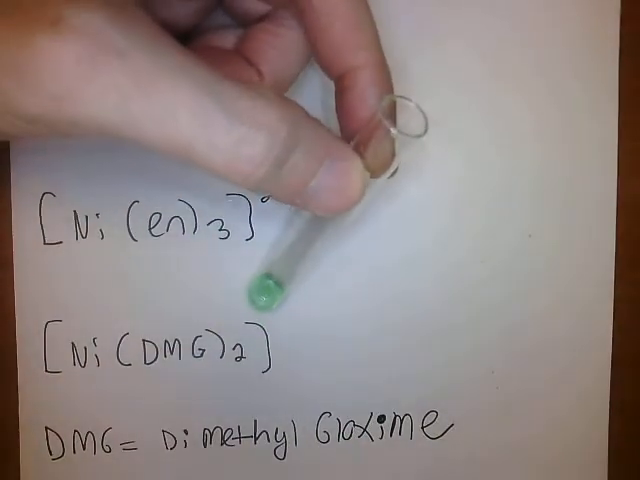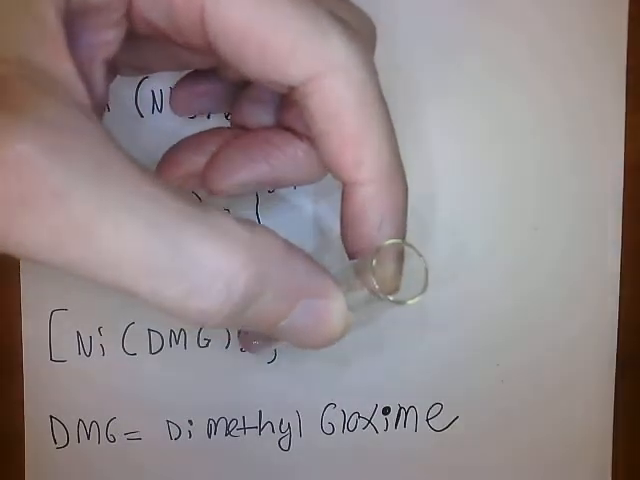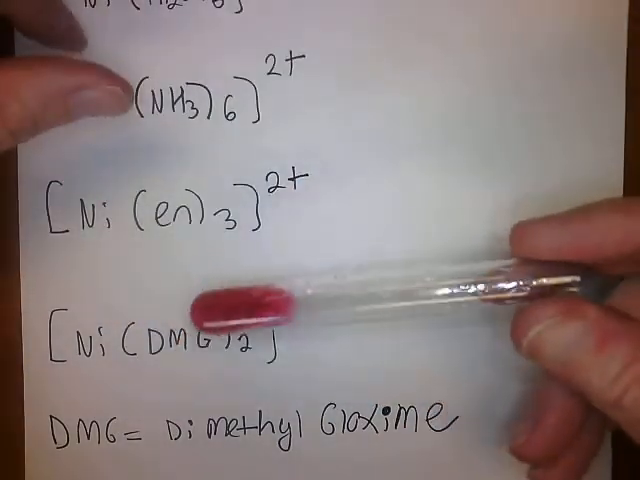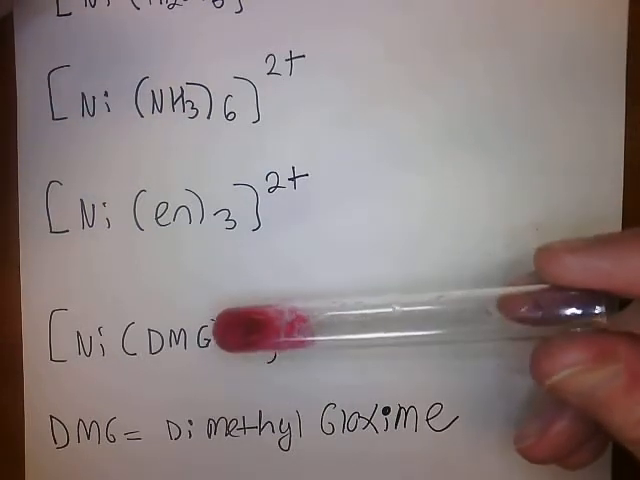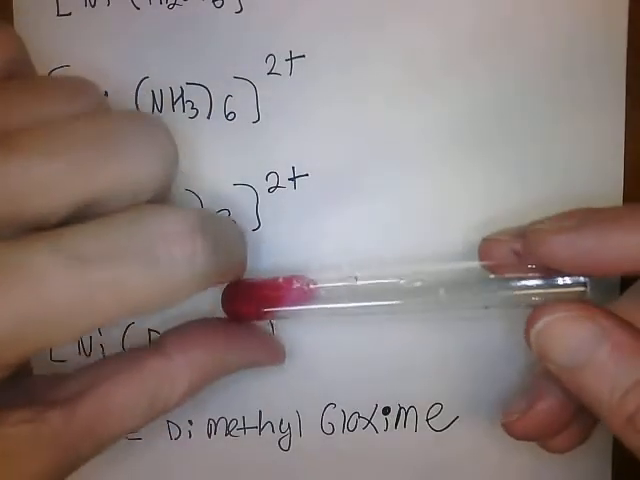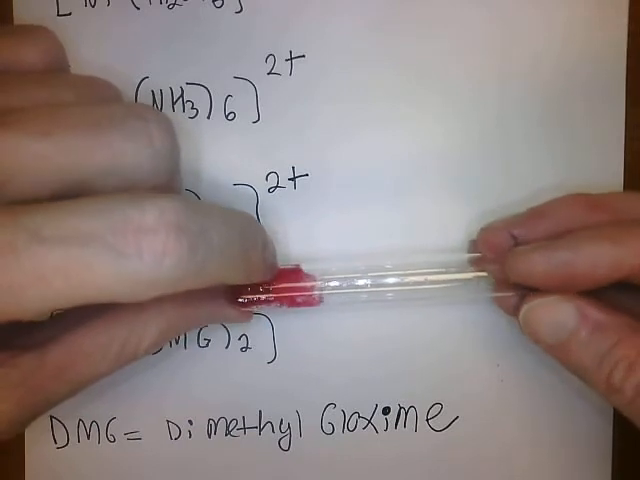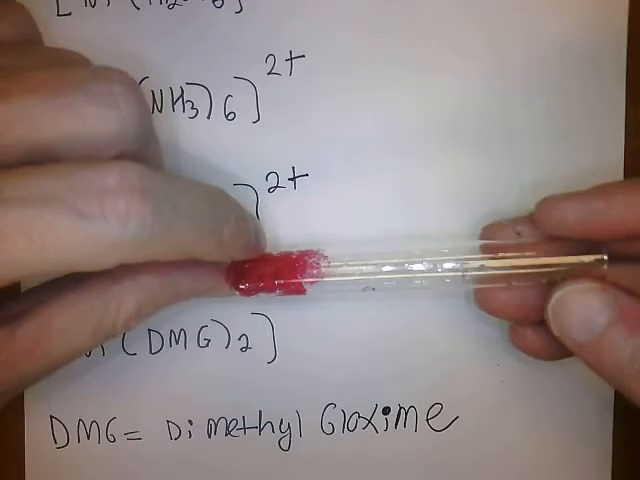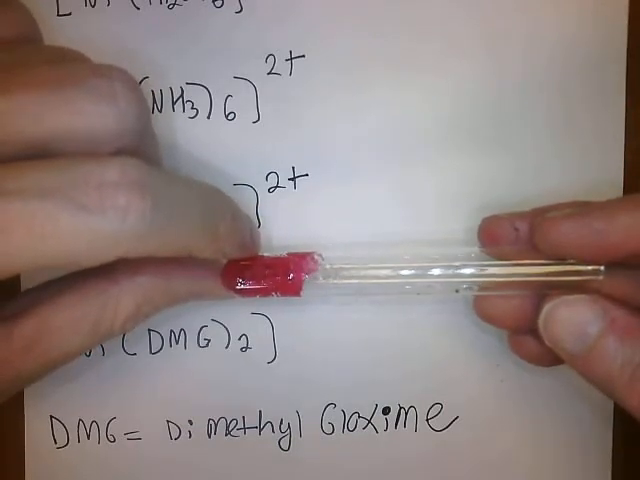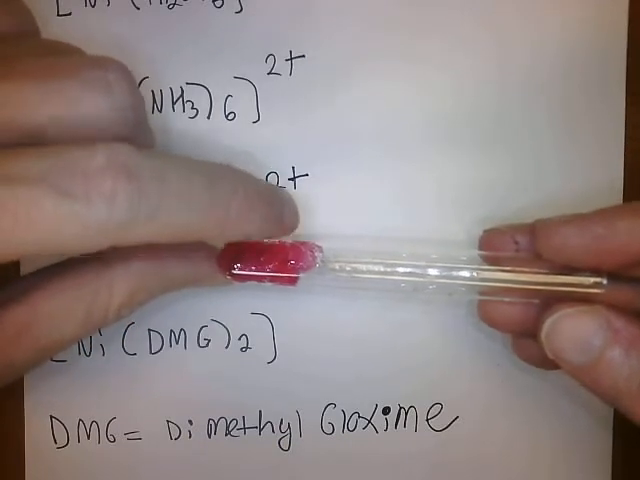The nickel, we add a couple of drops of this DMG, and bam, you get this red, pink, cherry red colored precipitate. Now notice, like I said, it's a precipitate. If you look at the sides of the test tube here, you've definitely got solid being produced. So whatever's being produced has to be a neutral compound. It's not a charged species. It's insoluble. It's precipitating out.